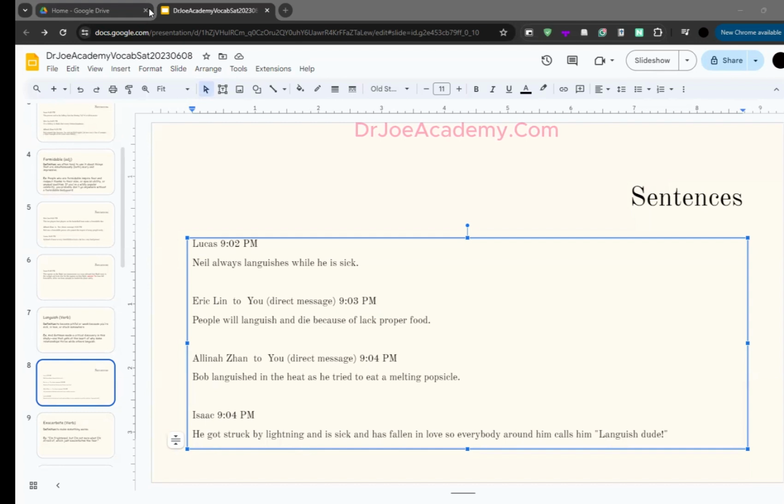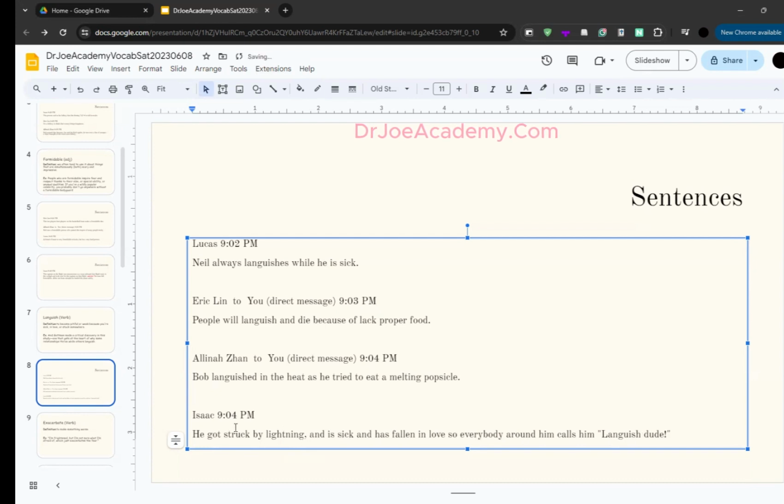He got struck by lightning and is sick and was all in love, so everybody around him calls him languished. Great job, Isaac. So this is a great sentence. Just one thing that I want to fix is, again, to prevent run-on sentences, we're gonna throw in a couple of commas here. So we're gonna say he got struck by lightning, is sick, and has fallen in love, so everyone around him calls him.